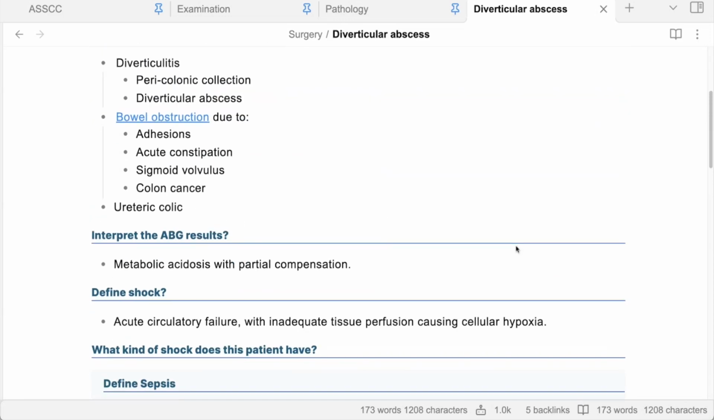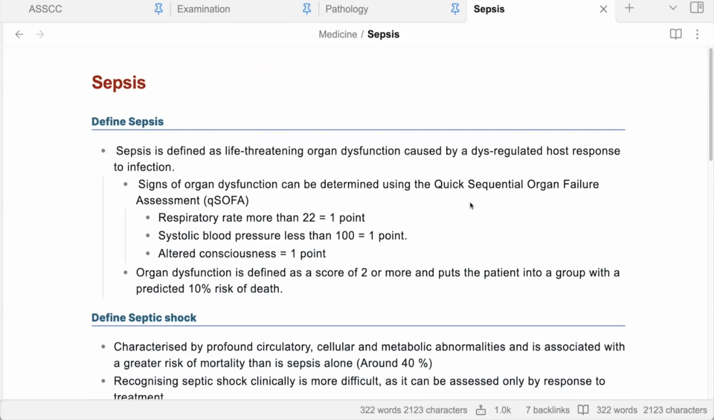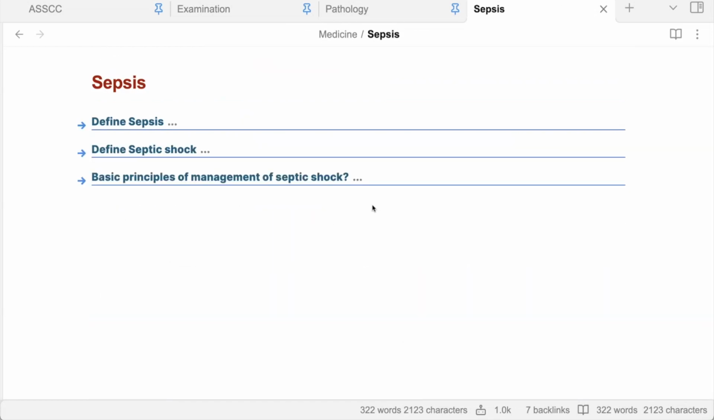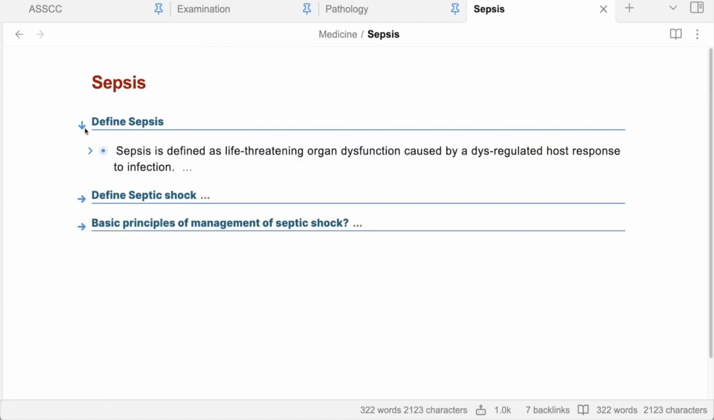Okay, this is a very complex scenario, so I'm going to start asking you about sepsis. Define sepsis, and this is one of the definitions that you can't make up. I really don't remember it. Yeah, that's fine. So sepsis is a life-threatening condition due to dysregulated host response to infection. It's as simple as that. Life-threatening organ dysfunction, dysregulated host response to infection.